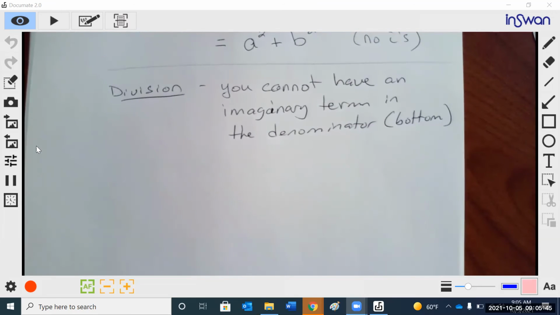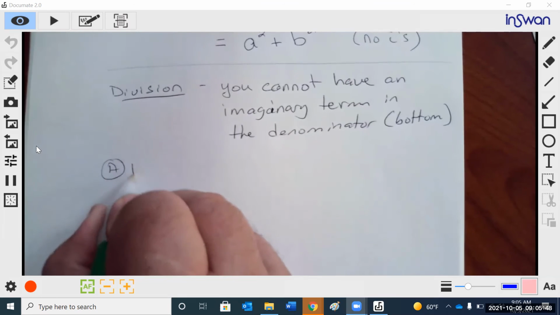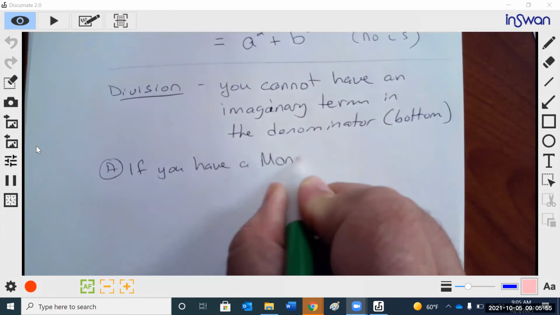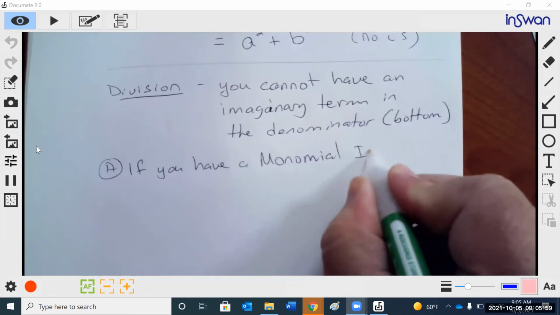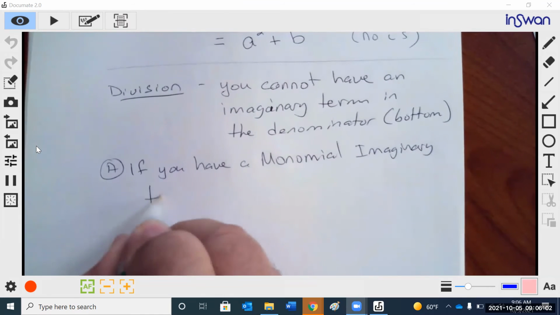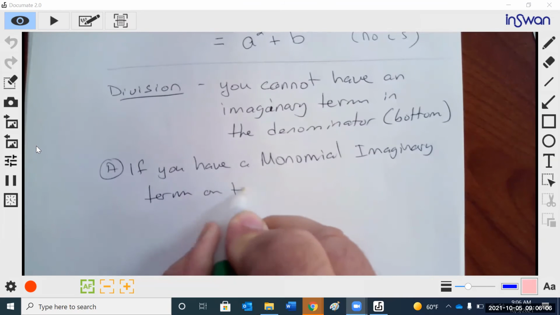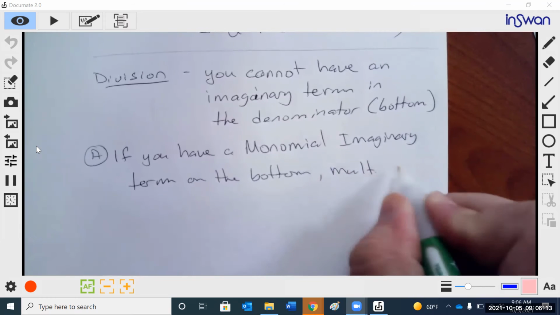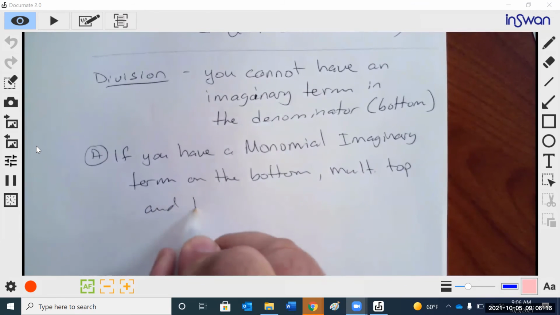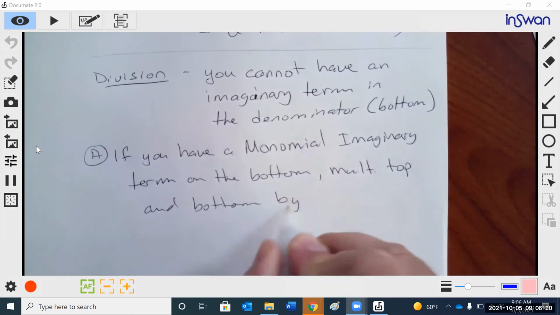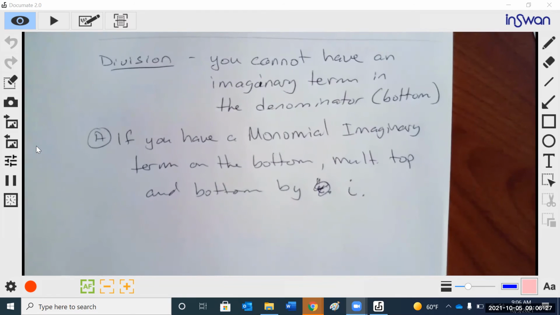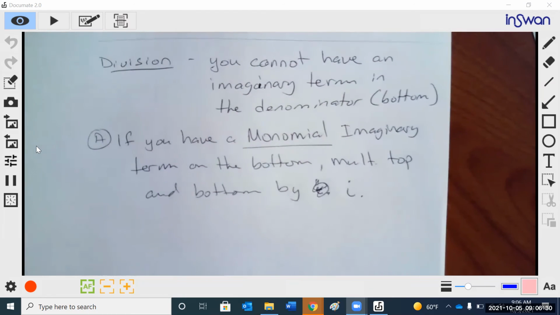This is how. If you have a monomial imaginary term on the bottom, multiply top and bottom by i. What's a monomial? Yeah, only one term.